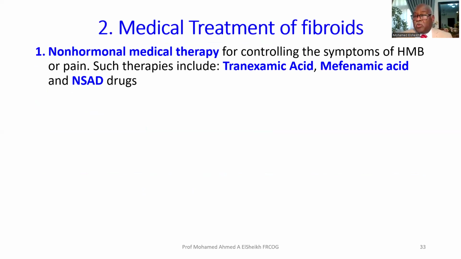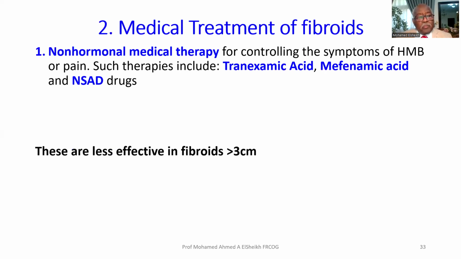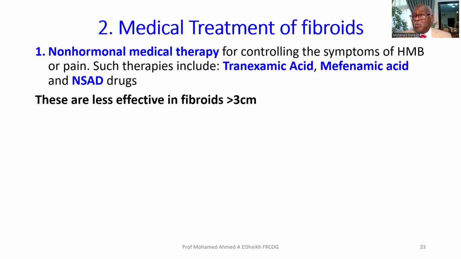So what sort of medical treatment will you give? First, non-hormonal medical therapy for controlling the symptoms of heavy menstrual bleeding or pain. This includes tranexamic acid, mefenamic acid, and non-steroidal anti-inflammatory drugs. These control the symptoms of heavy menstrual bleeding, but are less effective if the fibroid is larger than 3 centimeters.